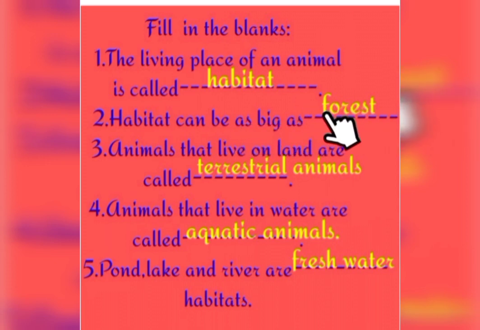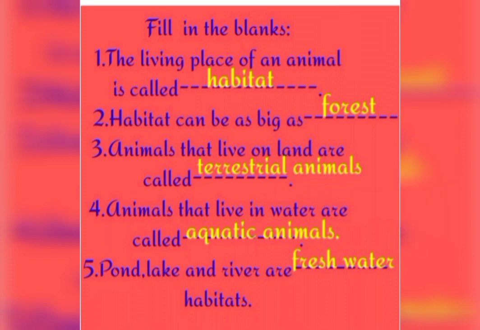Second one, habitat can be as big as forest. F-O-R-E-S-T. So, habitat can be as big as forest. Third one, animals that live on land are called terrestrial animals. Spelling of terrestrial, T-E-R-R-E-S-T-R-I-A-L. Terrestrial animals.